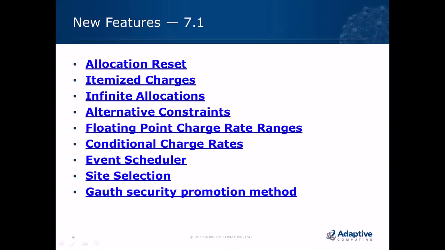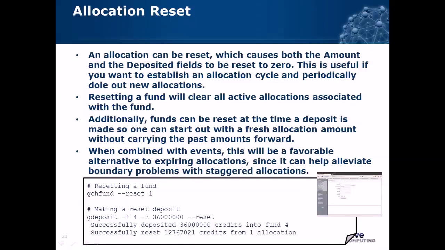So here we'll just go through some of the changes that you might be aware of. A lot of these changes came because of requests. The first thing is a new methodology for managing allocations, and I'll go into more detail about this later. It's called Allocation Reset. I'll show you how to use it later, but right now what it means is that you can clear out an allocation just by issuing a gchange fund reset 1. It is basically similar to making a withdrawal of the current amount back to 0.